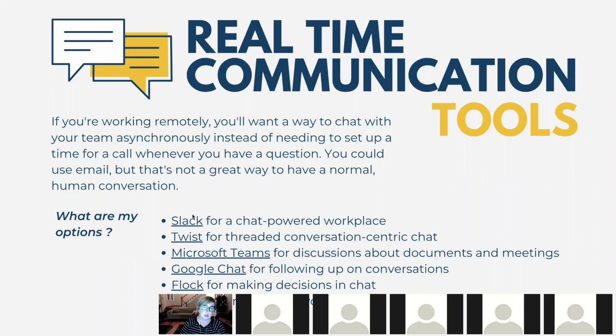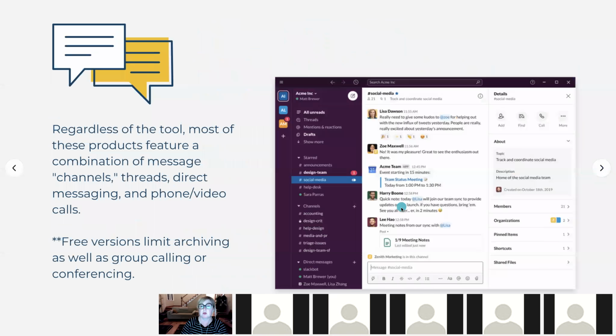I think the user experience is better on Slack, but if your organization's already using Teams, you should be in there. Google Chat has a similar function. Twist is another competitor, and so is Flock. I'm going to show you quickly. This screenshot is what Slack looks like, and I'll show you Teams in just a minute.